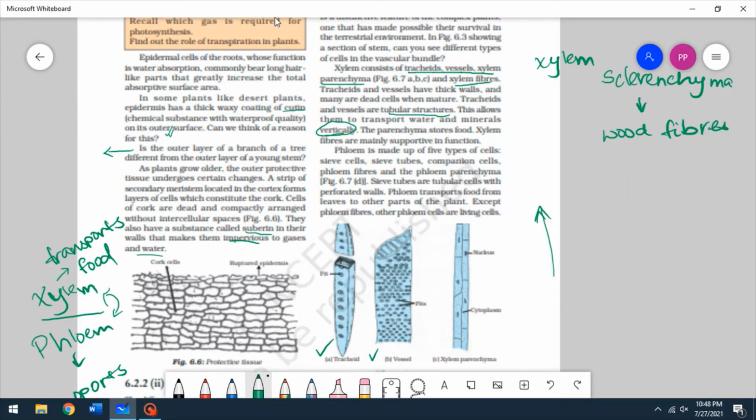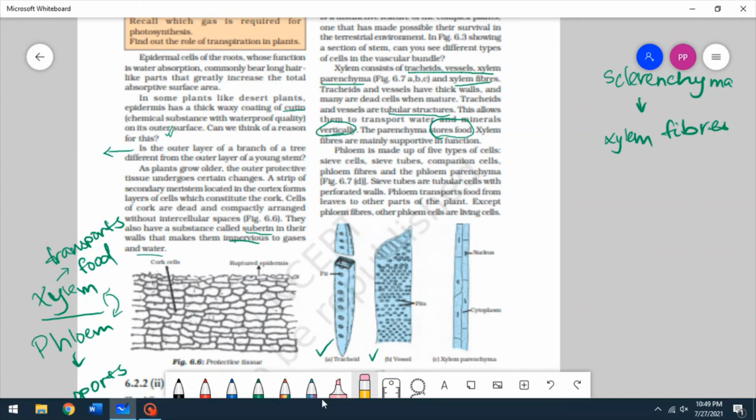And the parenchyma stores food. Parenchyma is a simple permanent tissue, and the function of simple permanent tissues is to store food. That is why the parenchyma stores food. And xylem fibers are mainly supportive because sclerenchyma are dead cells, and dead cells provide support. Right? That is why I want you to make these connections, because it's going to make it easier for you to relate to the functions and remember the functions easier. Xylem fibers is the sclerenchyma.